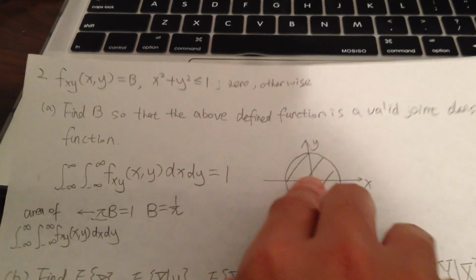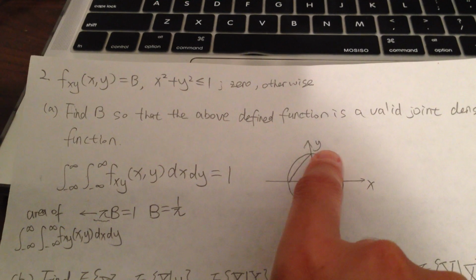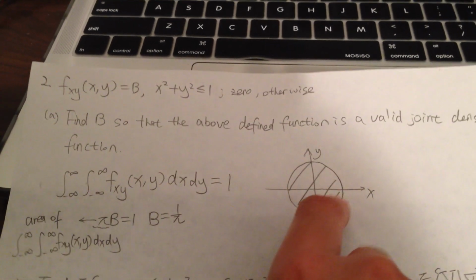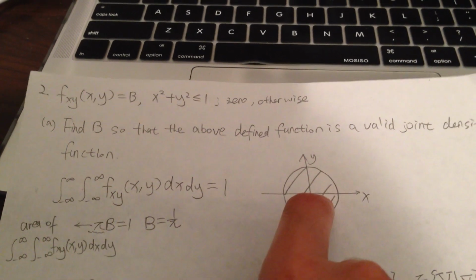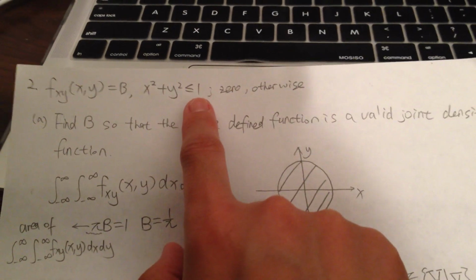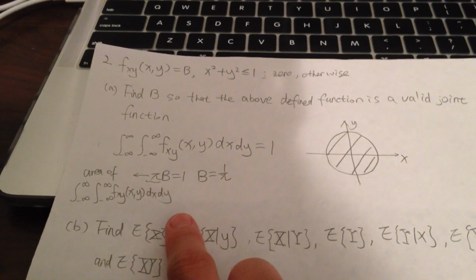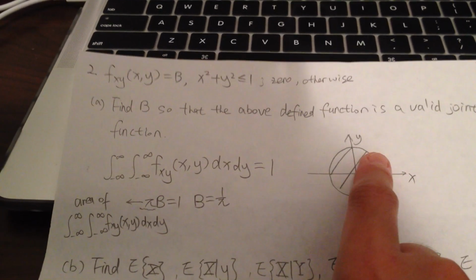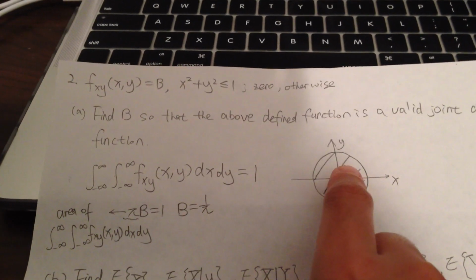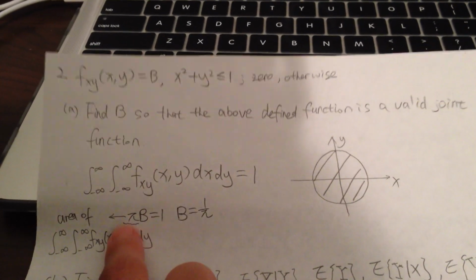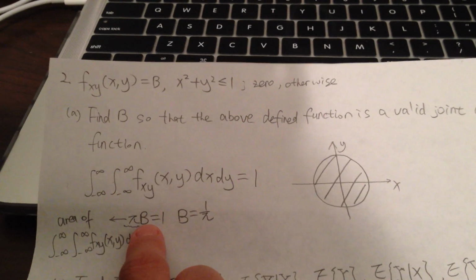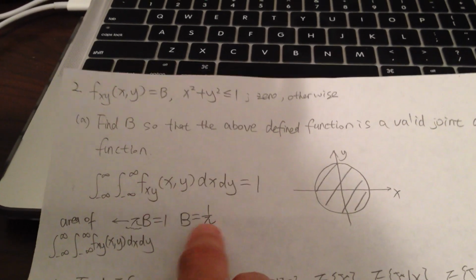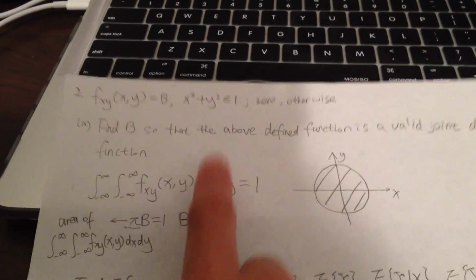For this equation, we can draw the diagram like this. It's a unit circle, and the shaded part in this unit circle is our range. The area of this part should be pi, so we get pi times b equals 1. So b should be 1 over pi. This is the answer for part A.